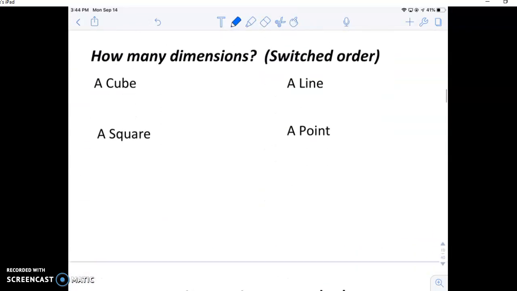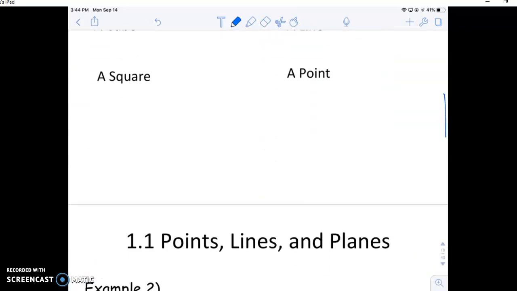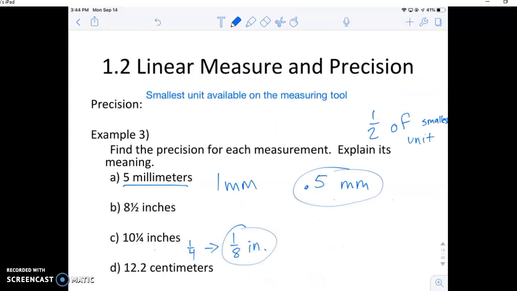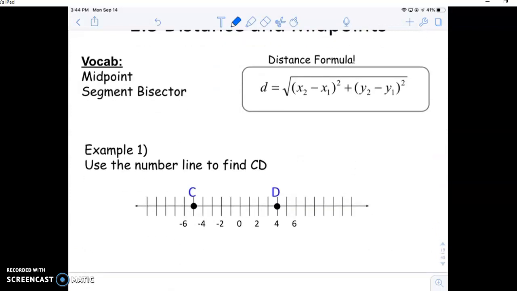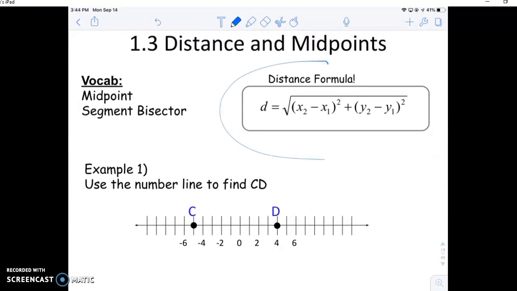We'll go down now to examples. So this is important right here, distance formula. Make sure you copy that down in your notes. Well, it should already be written, but that's important that we'll use that a lot today.